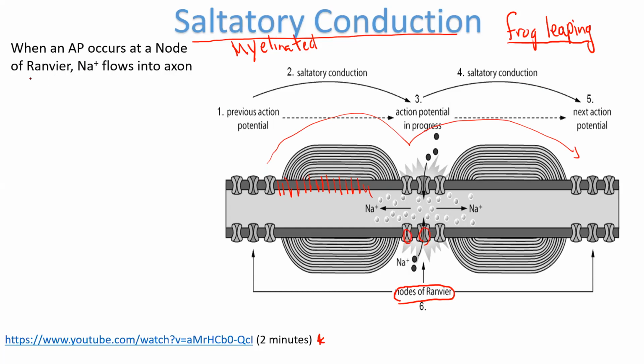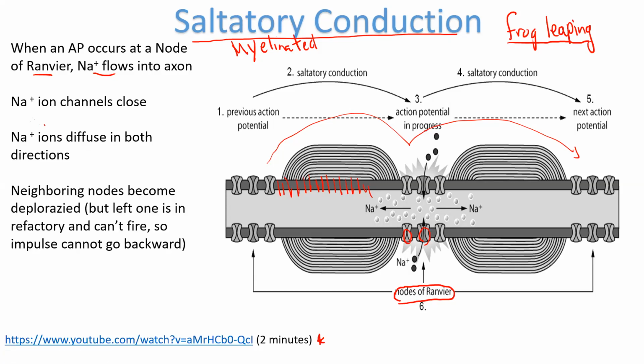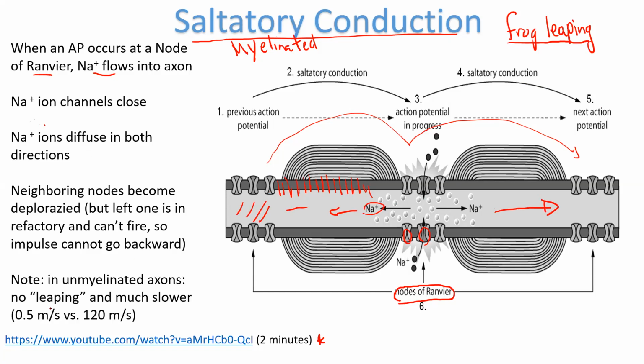So when an action potential occurs in a node of Ranvier, sodium ions flow into the axon and diffuse in both directions. Neighboring nodes become depolarized, but the left one is in the refractory period. So it can move both directions, but this one is already refractory, so it can only move in this direction here. In unmyelinated neurons, there's no leaping and they're much slower. 0.5 meter per second versus 120 meters per second in a myelinated neuron.